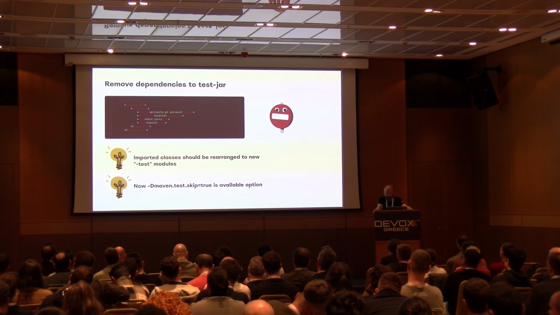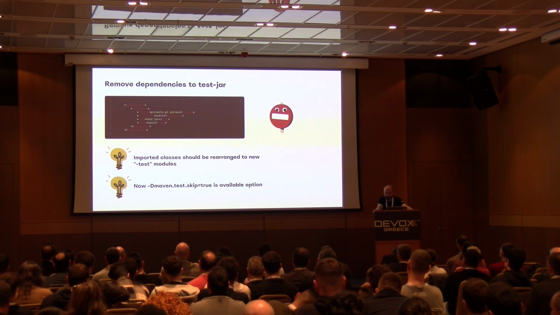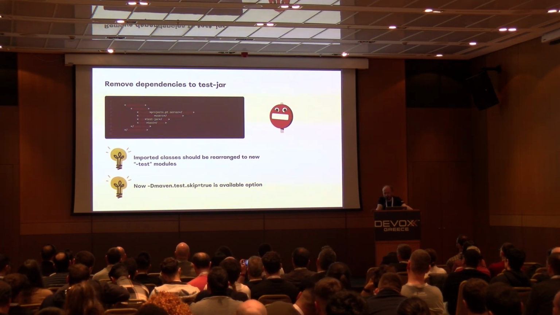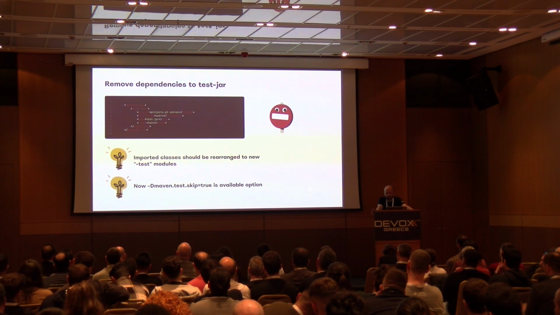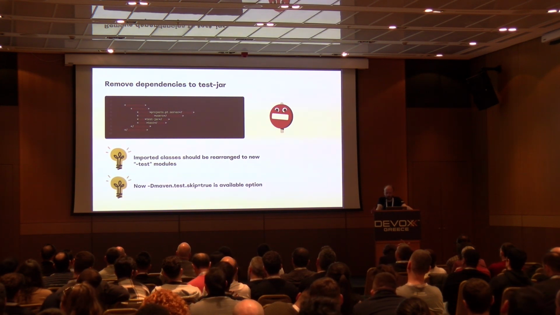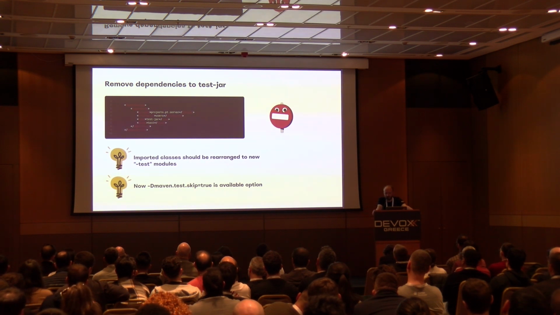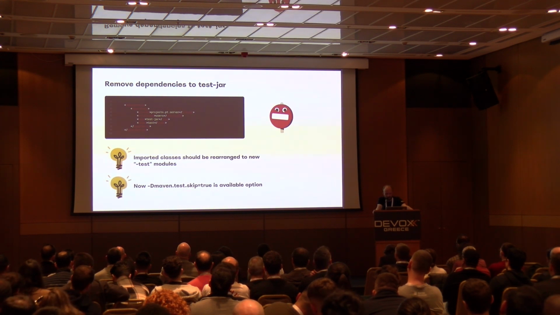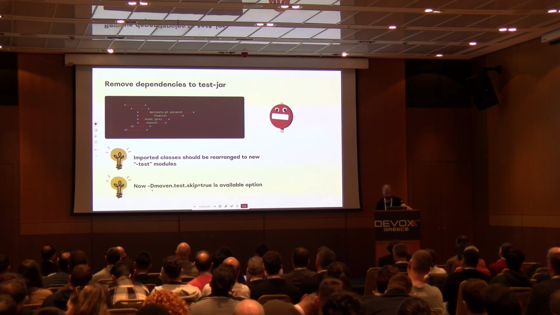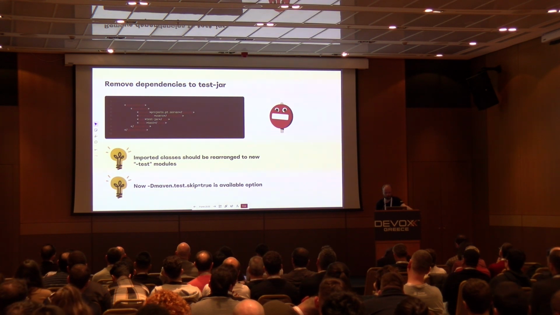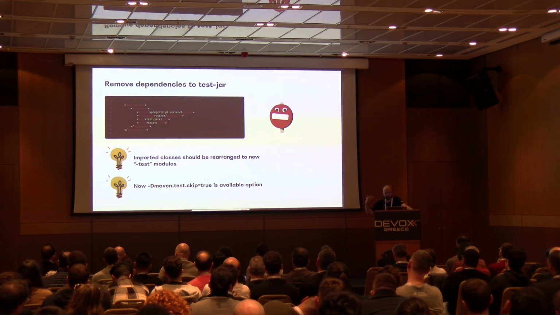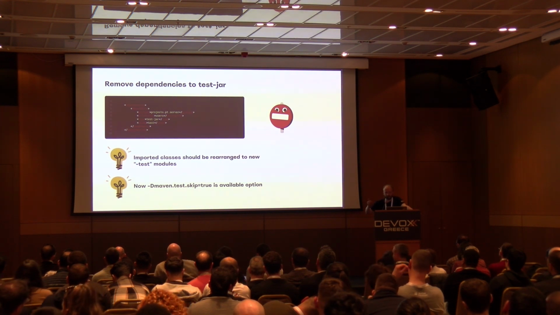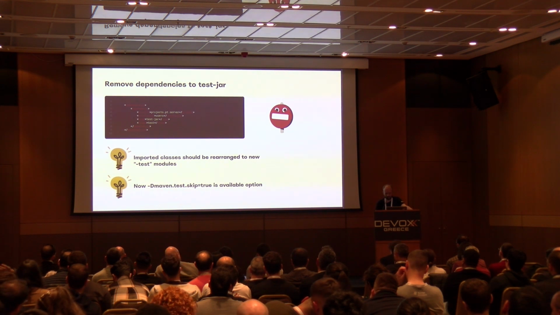Maven has a thing which I would call test jar dependency. So your src/test source code can depend on the src/test source code of another module. Just don't do this. If you need shared code between tests, introduce separate dedicated test modules, because this will bring several problems to you. For example, some issues with IntelliJ IDEA. Also, it's not possible to use the option called Maven test skip true. So it will be mandatory for you to always compile all source code, including tests, even in scenarios where you don't need this.